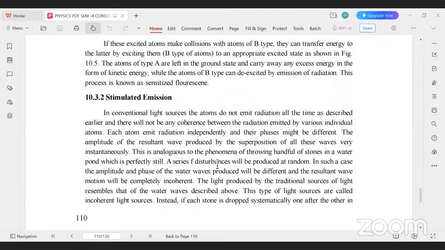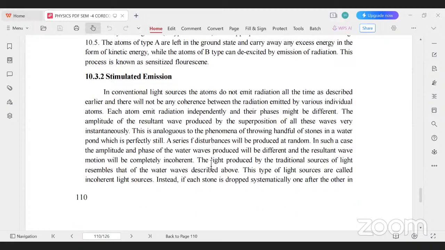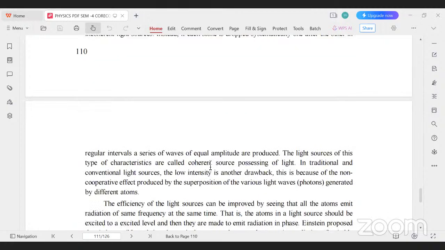Instead, if each stone is dropped systematically, one after the other, at regular intervals, a series of waves of equal amplitudes is produced. Light sources with this type of characteristic are called coherent sources. In light we call it coherent; in water we can't say it is coherent because it will definitely be an incoherent source. In traditional and conventional light sources, low intensity is another drawback.